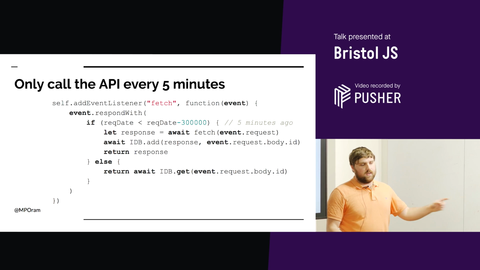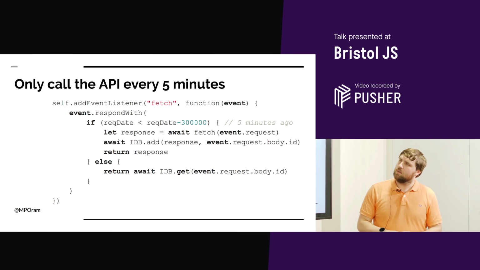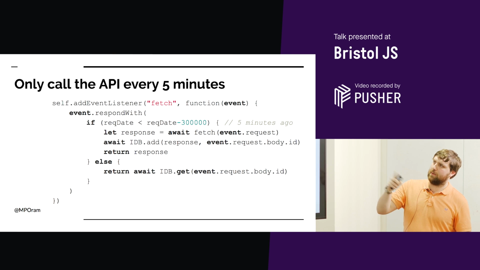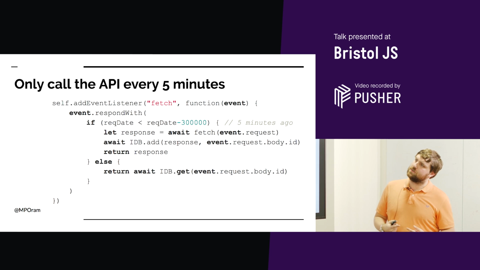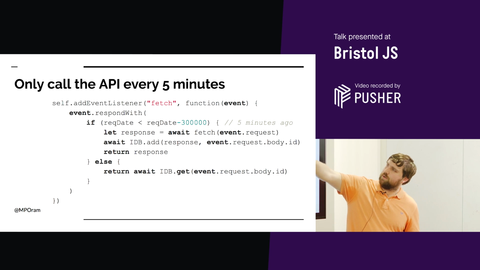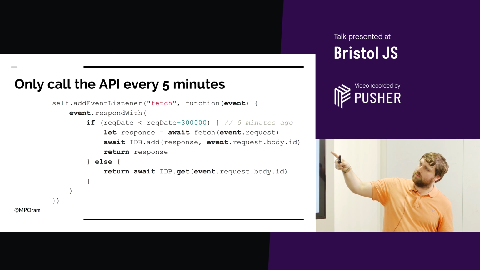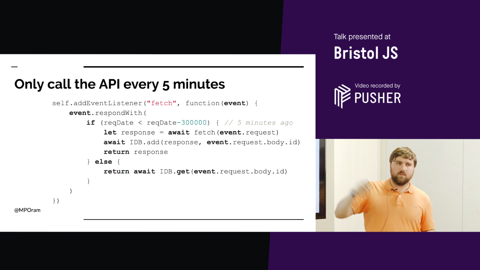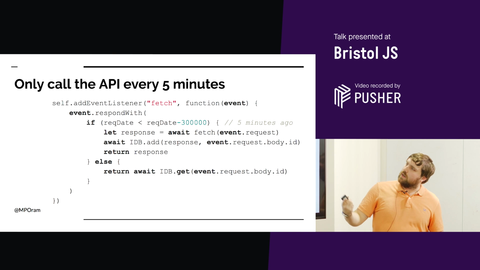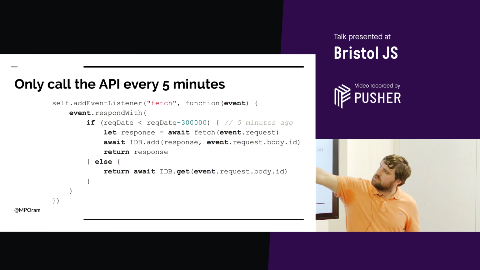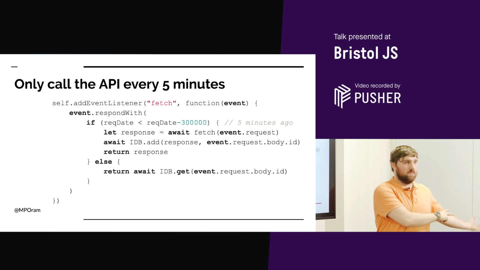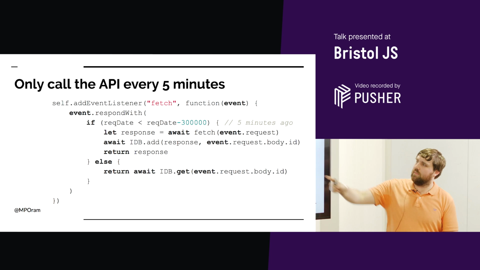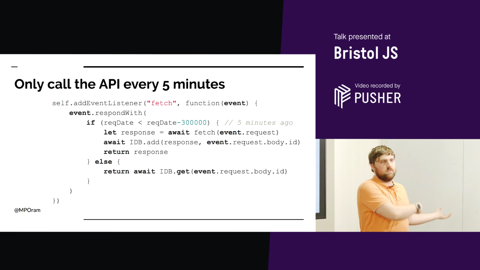So let's go back and have a look at the code that we had earlier where we were only calling the API every 5 minutes. Now that we know how to use IndexedDB, we can start to put the two together. Here I'm doing: if the request is older than 5 minutes, forward the request on, so actually go to the network and get the data. Once we've got the response data, I'm adding it into IndexedDB, so I'm saving it for later, so it's now offline, and then I'm returning the response. So just send the response on.